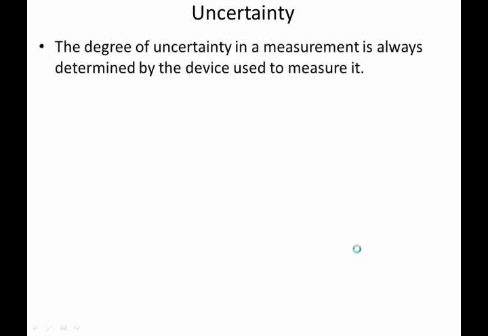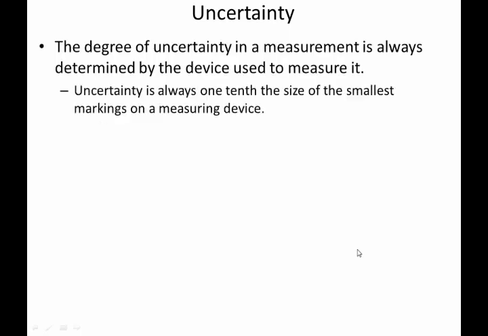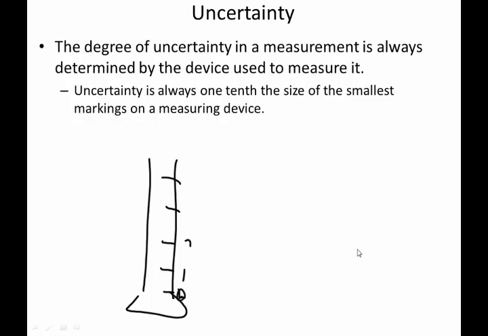As we saw, the degree of that uncertainty is determined by the device. So here's how it works. The uncertainty is always 1/10 the size of the smallest markings on the device. So if I have a graduated cylinder with markings every 1 milliliter, that'd be 0, 1, 2, 3, 4 milliliters, then you would know that all measurements that came out of this device would be rounded off to the nearest 0.1, right? Because the markings are every 1 milliliter, so the measurements are going to be estimated to the nearest 0.1 milliliter, 1/10 of 1.